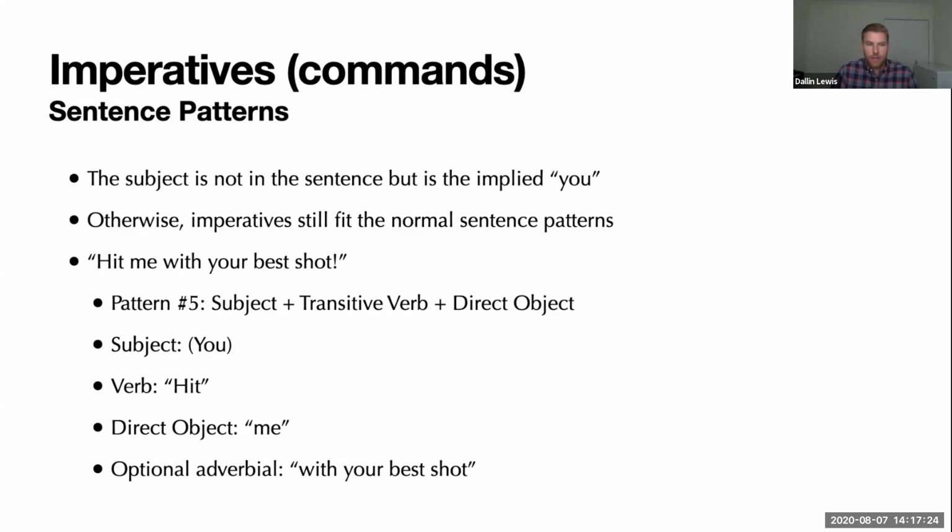So hit me with your best shot becomes you hit me with your best shot. That would be a pattern 5 sentence, because you is the subject, hit is the verb. What are you hitting? Me, that's the direct object. And with your best shot is an optional adverbial. We know it's optional because you hit me is grammatically clear and makes sense, as opposed to you hit, which doesn't really work as an intransitive verb, okay? So with imperatives, you just treat them like normal sentences and plug in you as the subject.